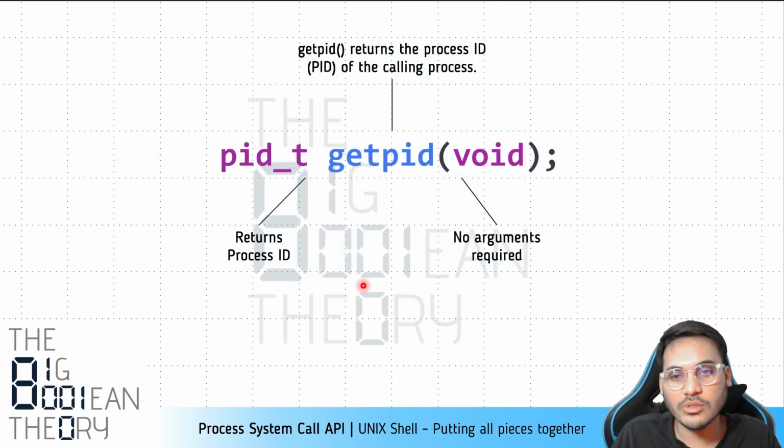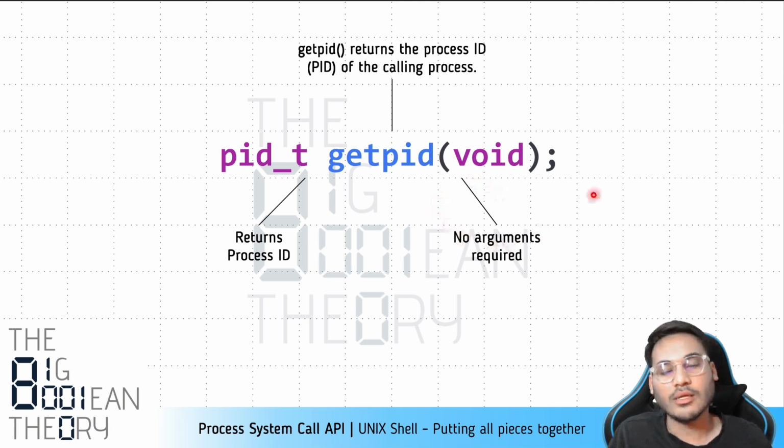So let's first talk about the getpid system call. It's a very simple system call, and we have looked at it in the previous videos also. I'll just go over it quickly. The getpid, as the name suggests, returns the process ID of the calling process, right? You can see it returns a process ID. It does not take any argument. With every process in the system, we have a unique integer assigned to it, which helps the computer system to identify it, and that process ID is returned by this getpid system call.